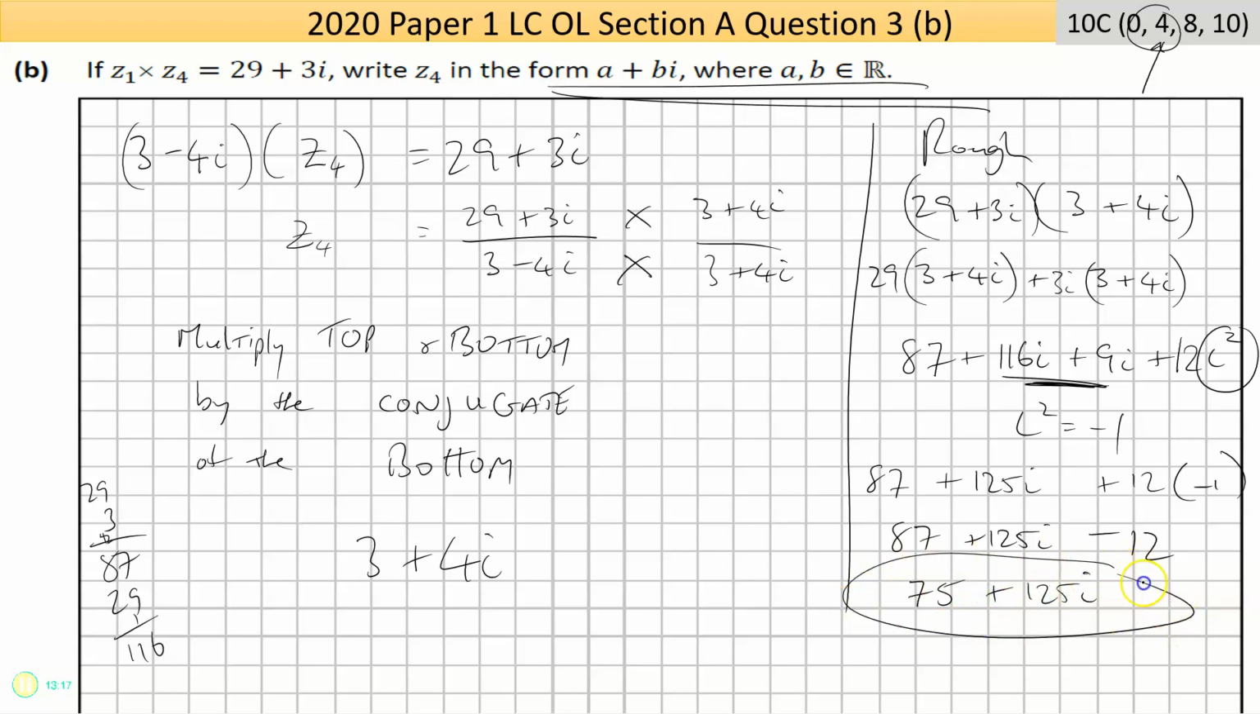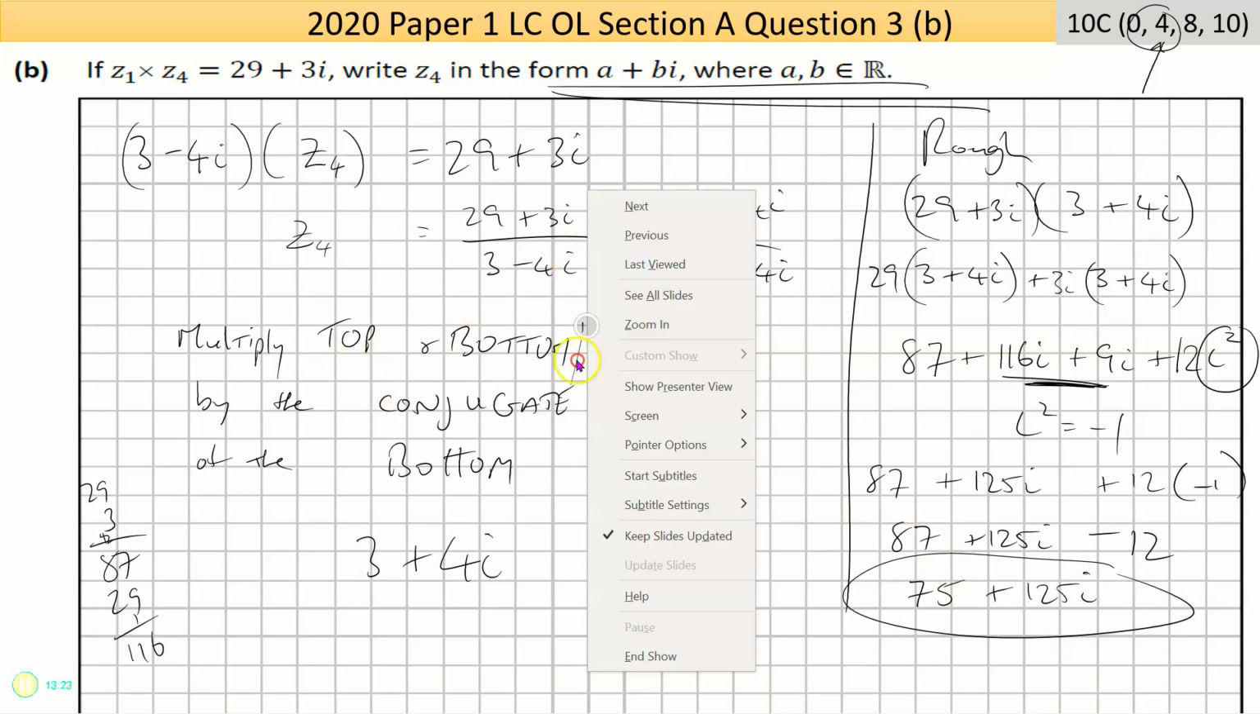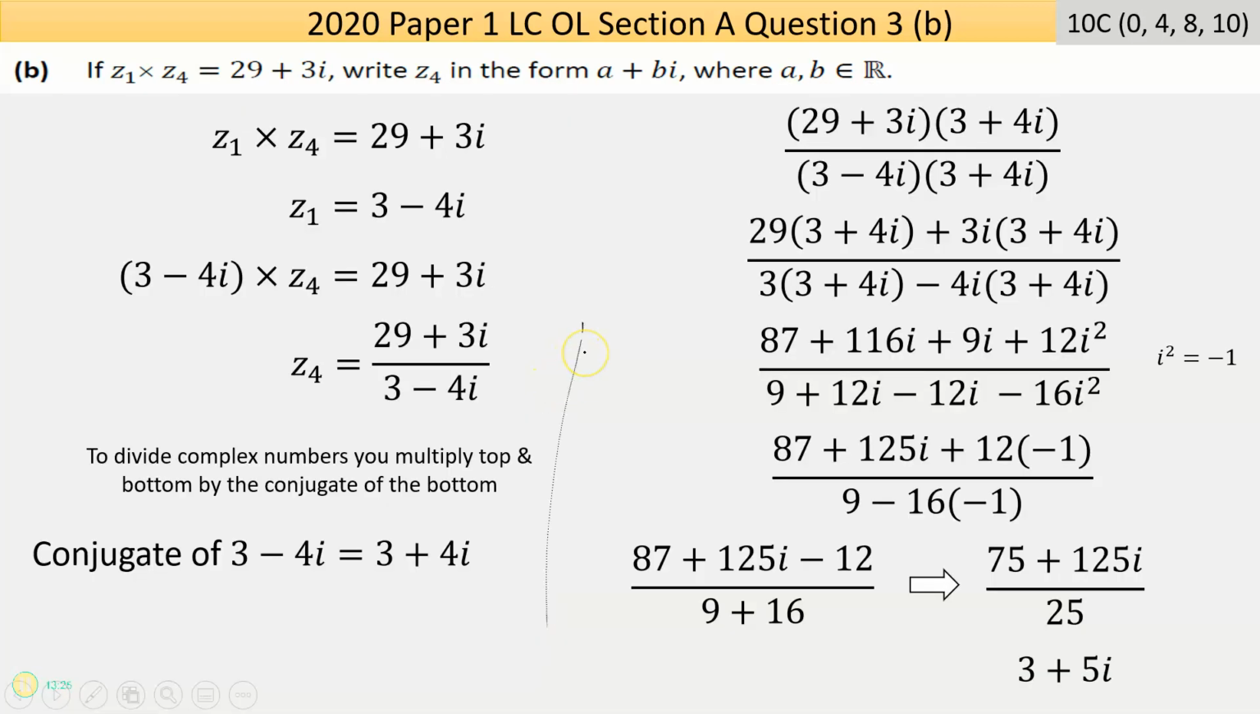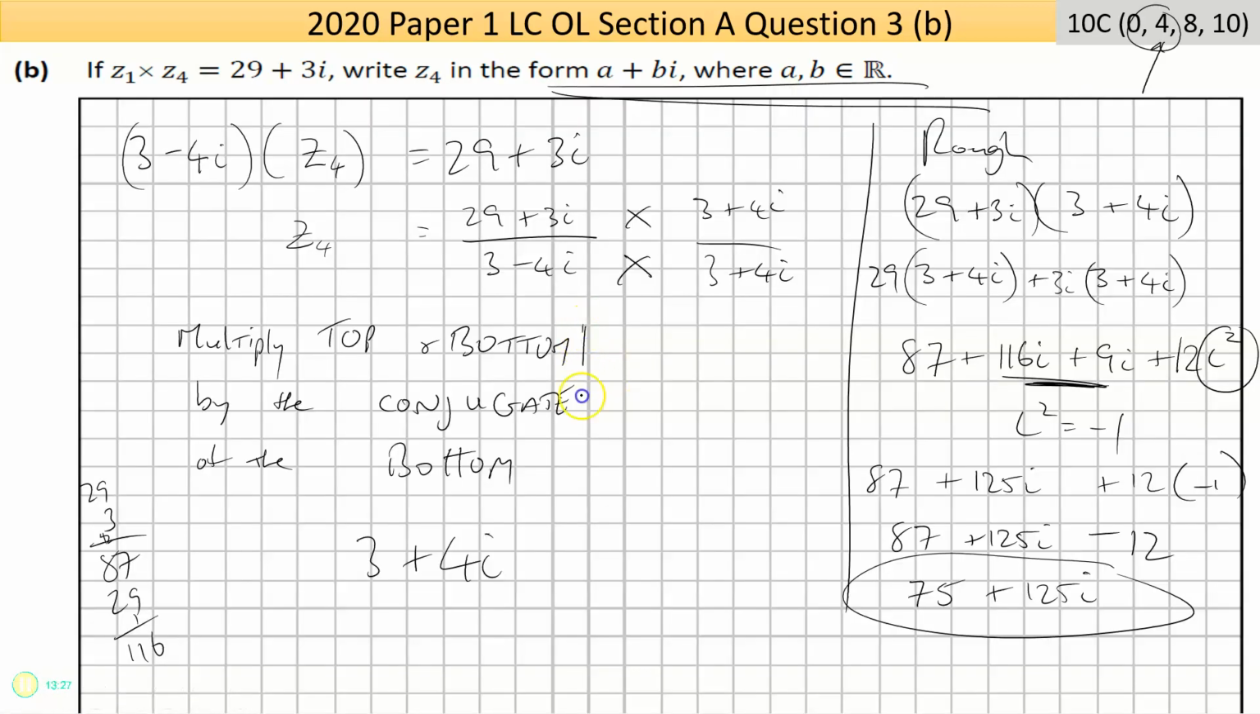Looking nice. Now I'm going to try do the same thing. I'm not trying to change the page. Okay, next one is 3 minus 4i by 3 plus 4i.